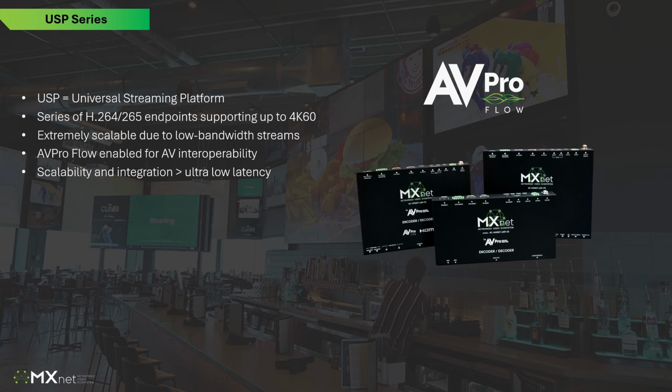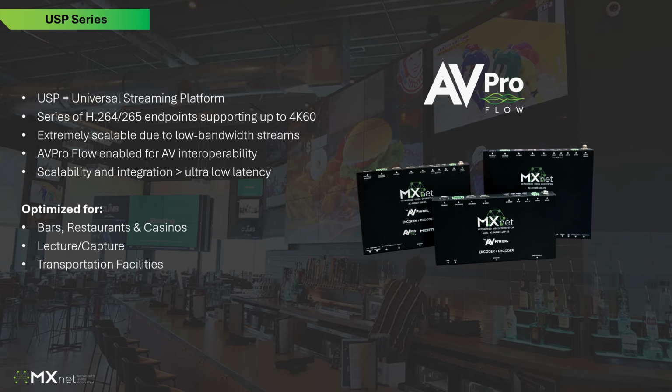So having said that, here are some key application areas where USP will excel. USP has many features that lend them very well for use in hospitality, such as a bar, restaurant, or casino. USP is also great for lecture capture environments, such as a higher ed classroom or auditorium. Mass video distribution systems, like those found in transportation facilities, can take advantage of many of the unique capabilities of USP. Likewise for government facilities, such as courtrooms or command and control systems. And as we'll talk about, USP can also be used in corporate use cases, such as an office building or meeting spaces.